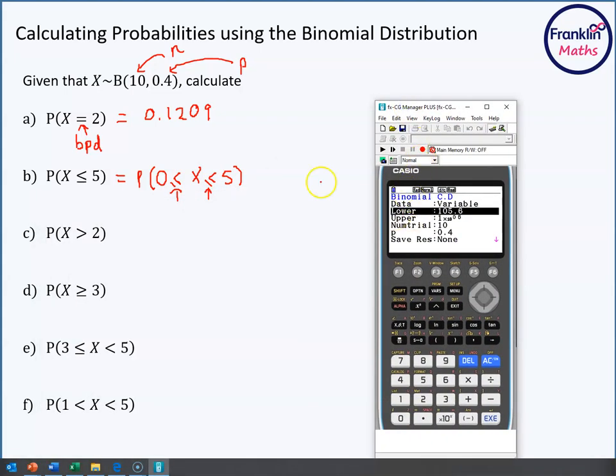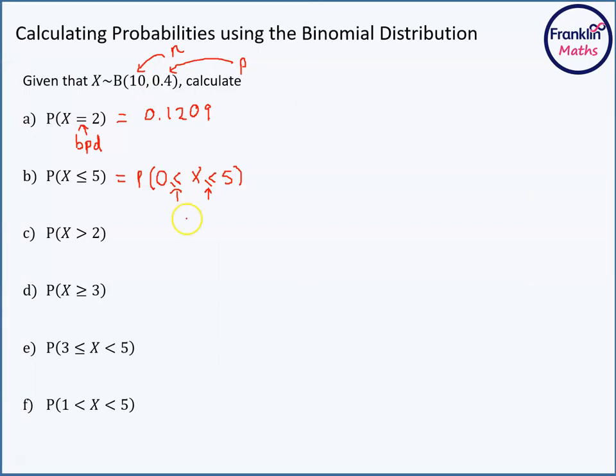So here's the calculator. So my lower is 0. My upper is 5. 10 trials again, 0.4. Press equals, and there we go. And that is then equal to 0.8338. Okay, so let's just think about this again in context. The probability of my football team winning a match is 0.4. I have 10 matches. What's the probability that I win 5 or fewer matches? Fairly good chance.